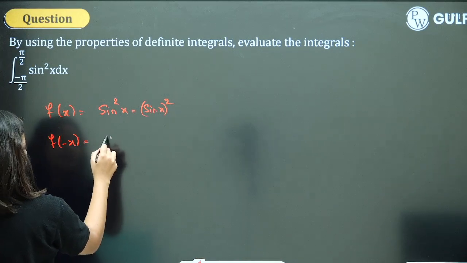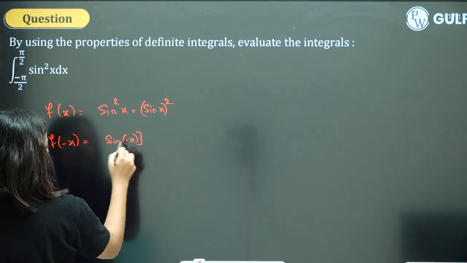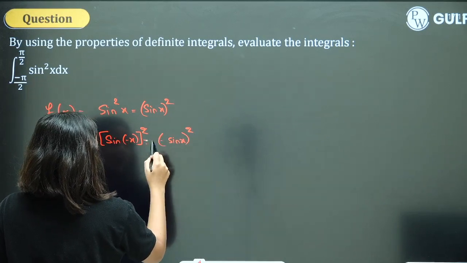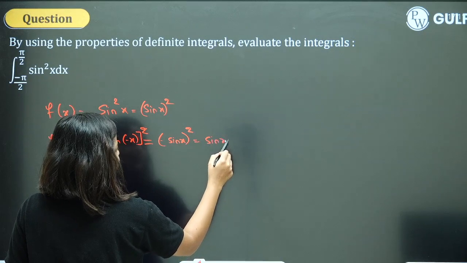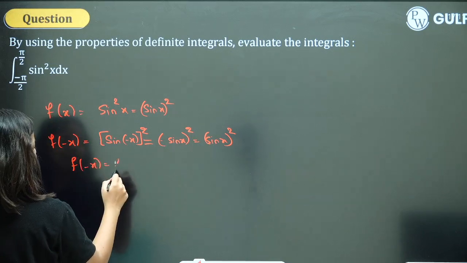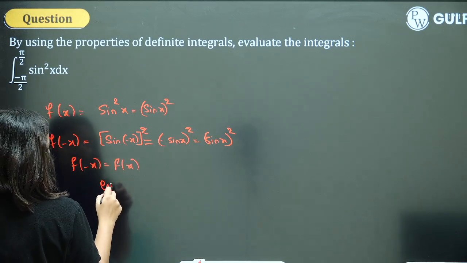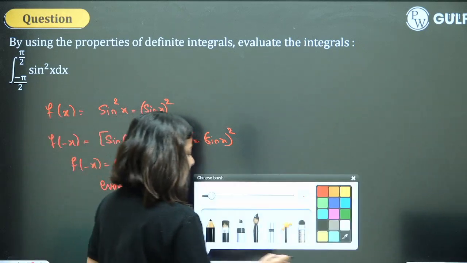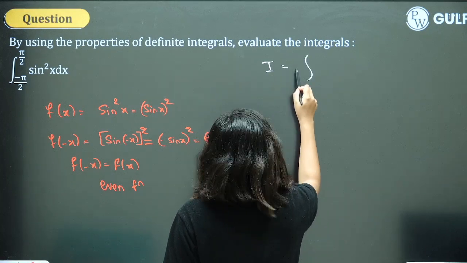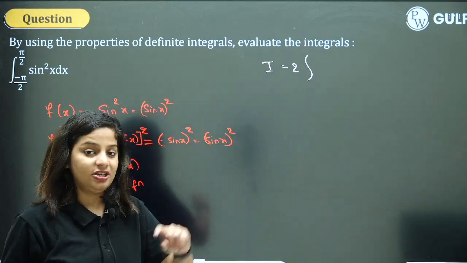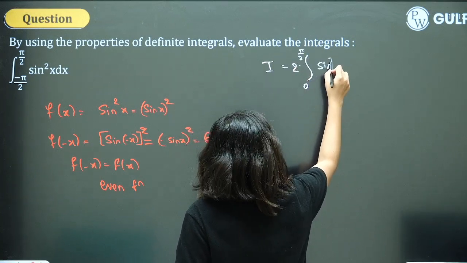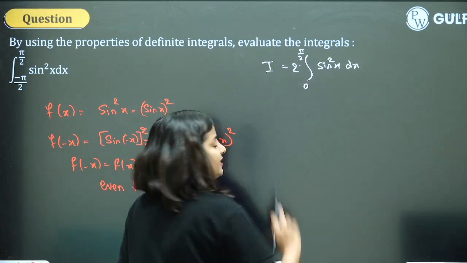Find out f of minus x, which will be sin of minus x the whole square. Sin of minus x is minus sin x the whole square, and minus sin x the whole square is same as sin x the whole square. Well, children, I am getting f of minus x to be equal to f of x. If it is equal, we will claim it's an even function. And children, if this is an even function, isn't the value of integral 2 times 0 to pi by 2 f of x dx, 2 times 0 to a f of x dx.